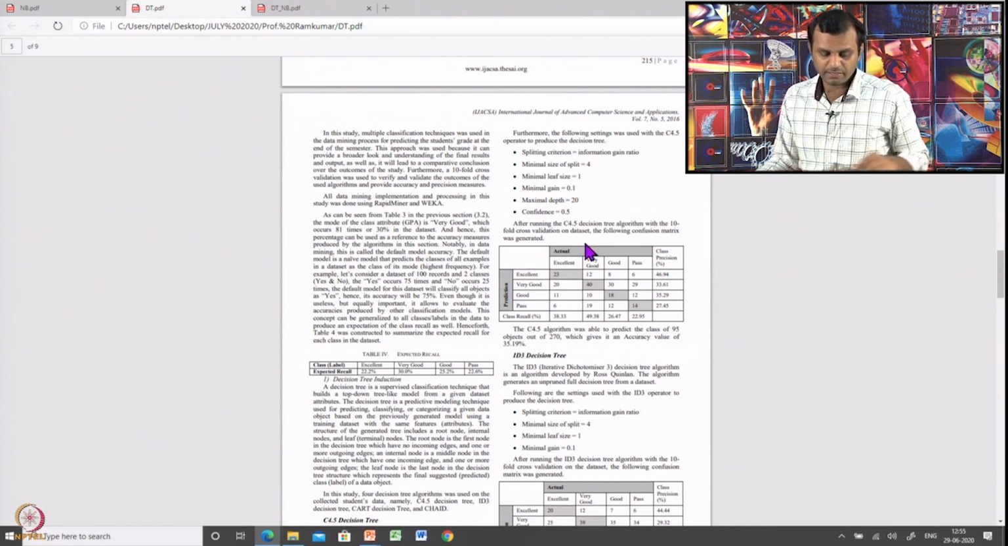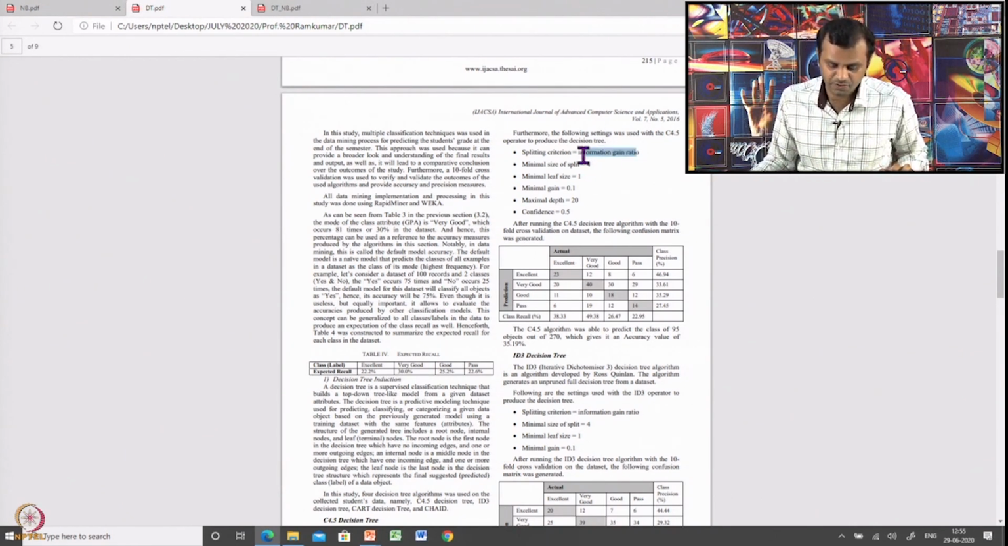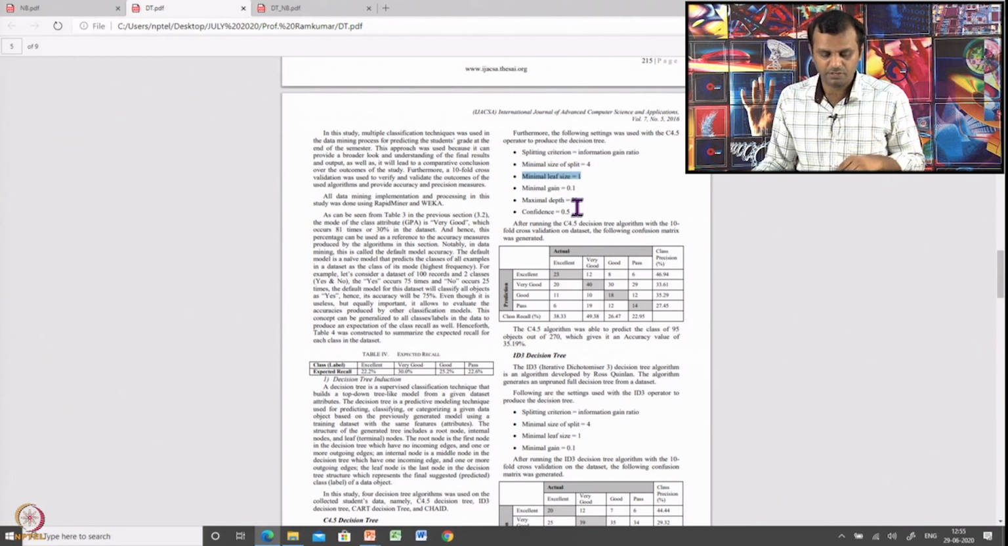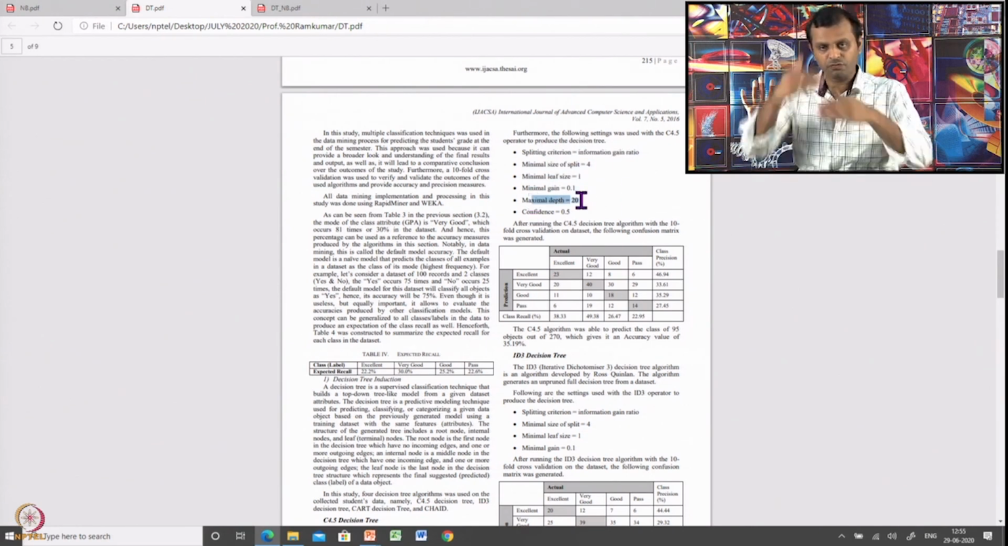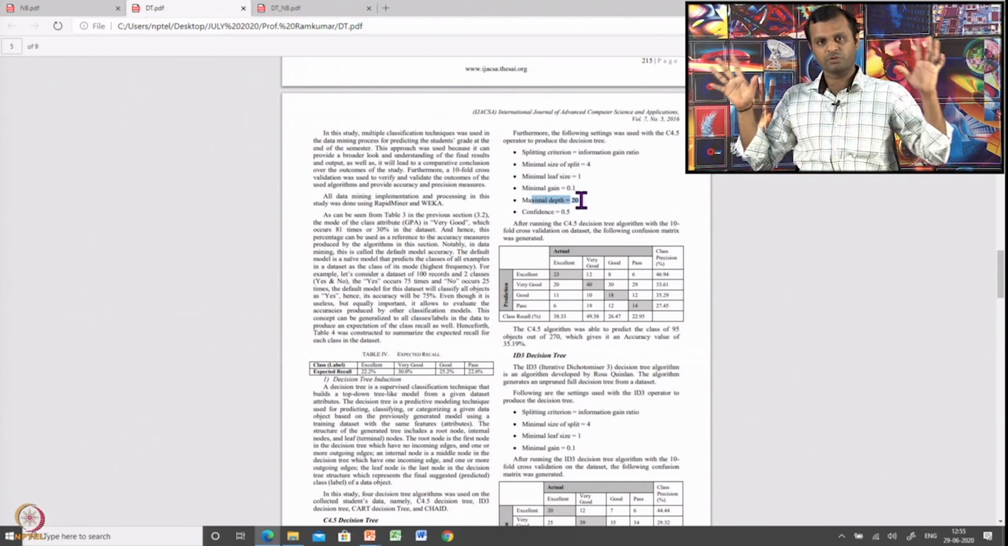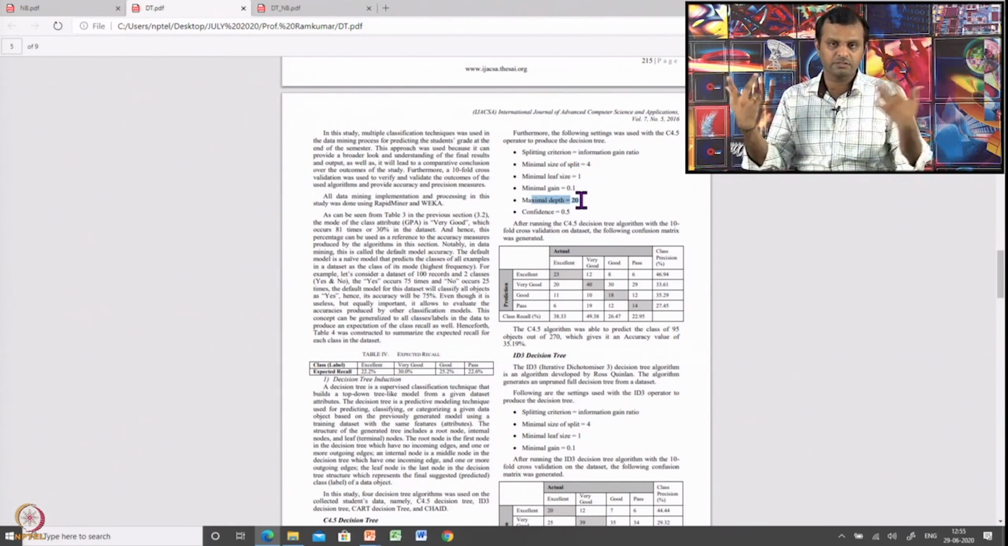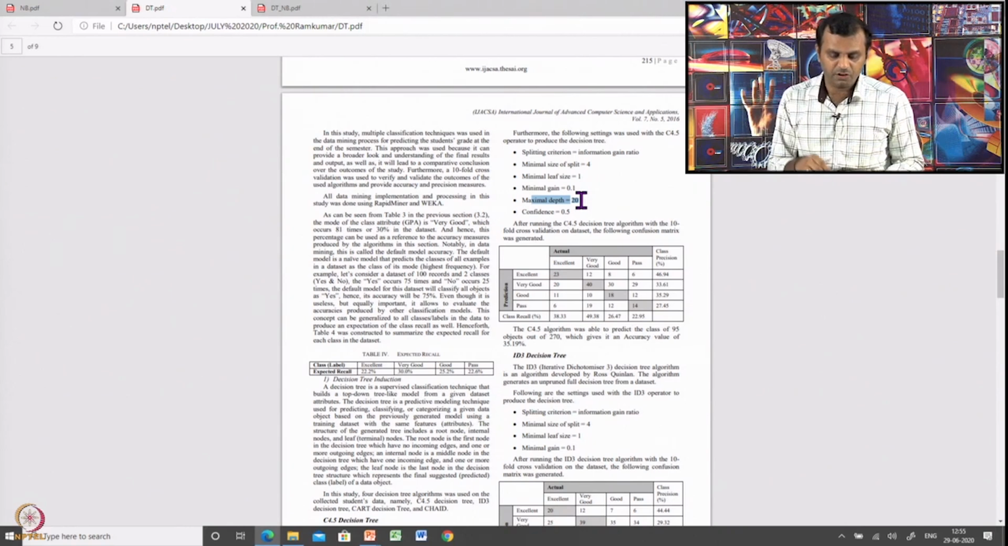So, look at that, and in the C 4.5 classifier algorithm, the criterion used to split the tree is information gain ratio, okay. And the maximum size of the tree should be 4, not more than that, and the minimal leaf size should be 1, okay. And the depth is how far the tree can grow. So, they do not want to grow the tree very big, they want to prune the trees, and the confidence gives the pruning criteria also.